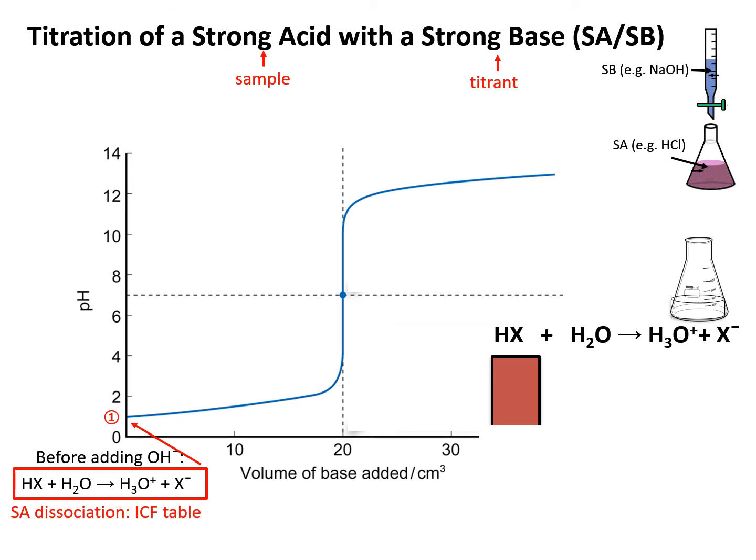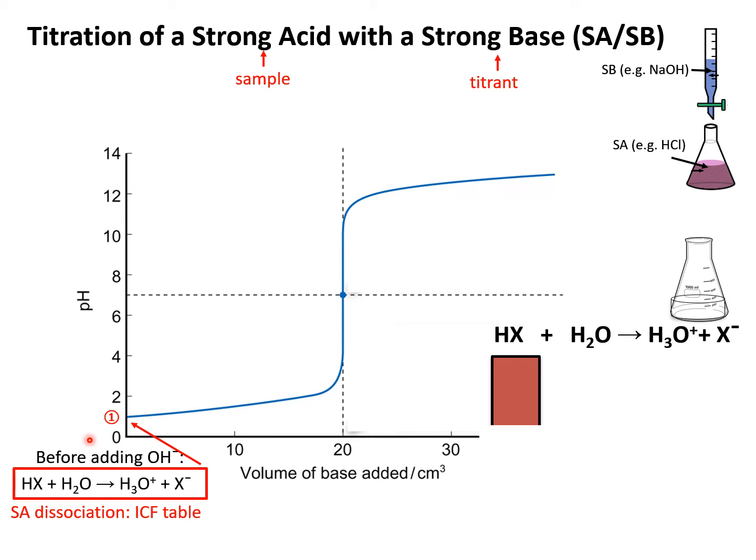In this example, we have the titration of a strong acid, which is our sample, with a strong base, which is our titrant. And here we see the experimental setup, where we have our sample, which is contained in an Erlenmeyer flask. In this case, it's HCl, or hydrochloric acid, which is a strong acid. And we have our titrant, which is placed in a burette, which in this case is sodium hydroxide, a strong base.